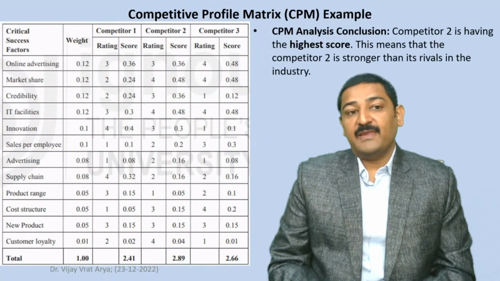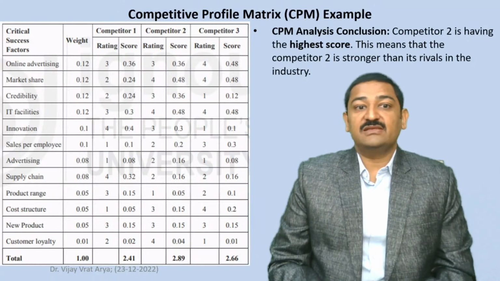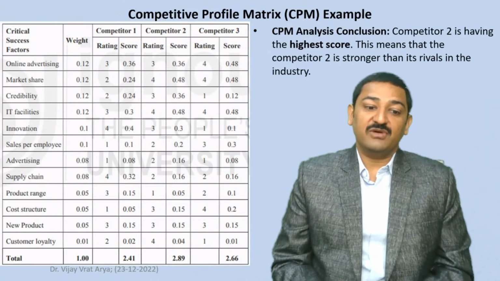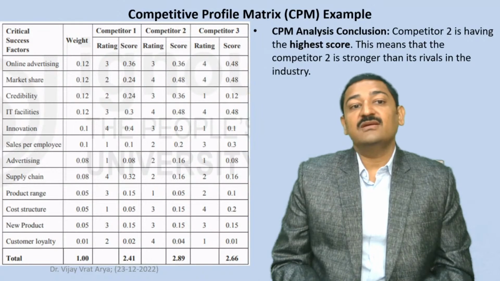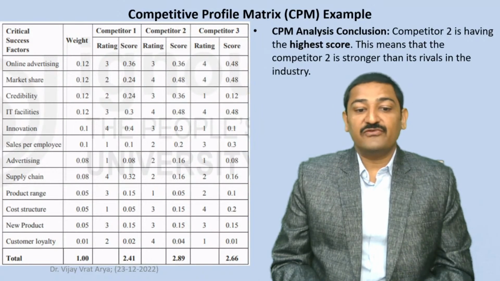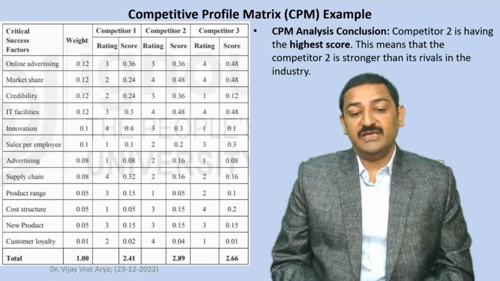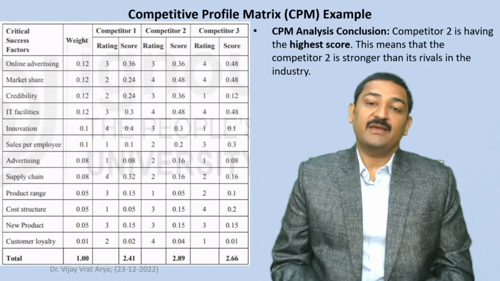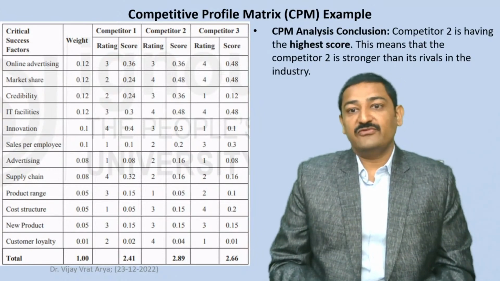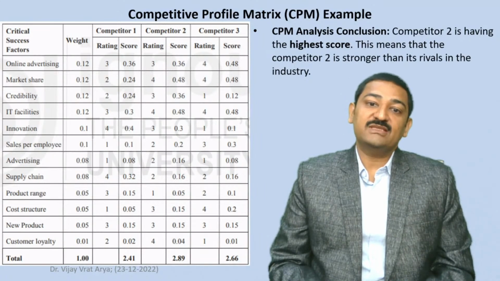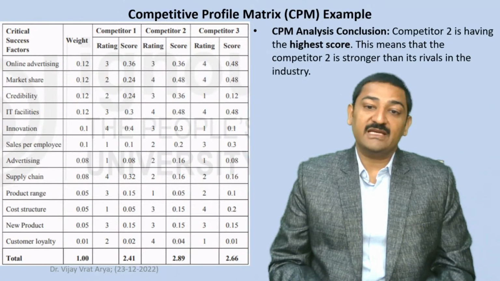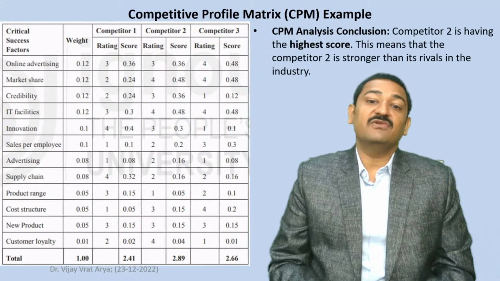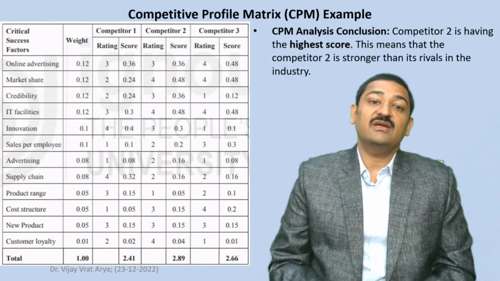And if we add up the scores of each of these 3 competitors, then we find that in this example, competitor 1 has a score of 2.41, competitor 2 has a score of 2.89, and competitor 3 has a score of 2.66. So if we try to conclude this example in terms of the analysis, competitor 2 has the highest score, that is 2.89. This means that competitor 2 is stronger than its rivals in the industry, that is, competitor 1 and competitor 3.